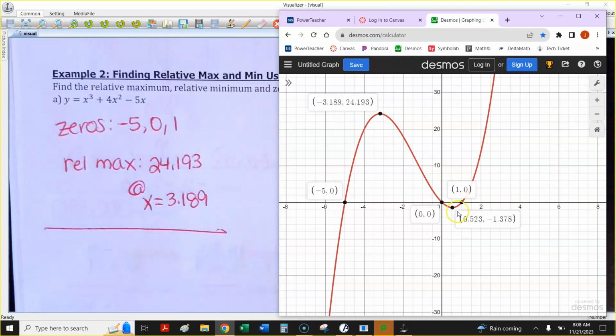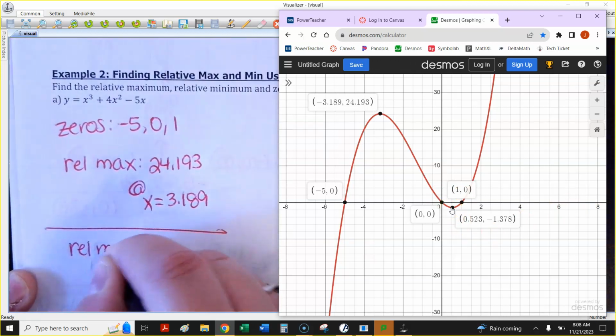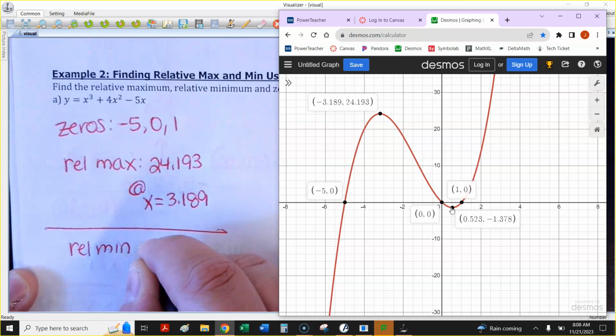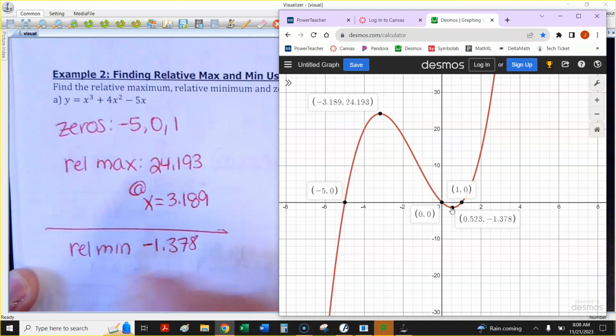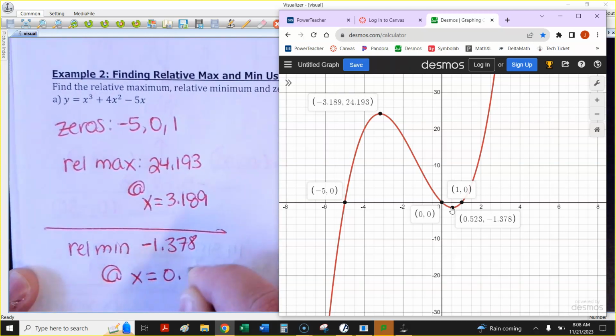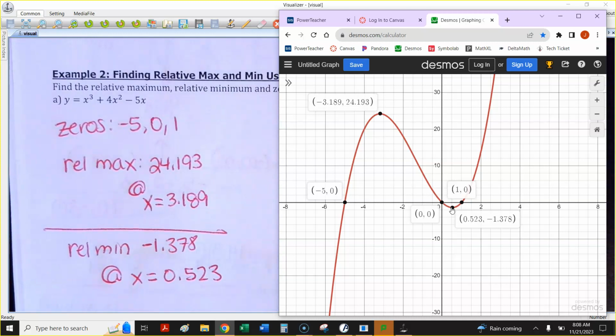Relative minimum, just look on your graph. It's at a turning point, kind of like the bottom of a parabola. Relative maximum would be kind of like the top of an upside down parabola, so it's got to be a turning point. On this graph, the relative min is negative 1.378, and that happens at the x value of 0.523. That's all you have to do. Does anybody have a question?